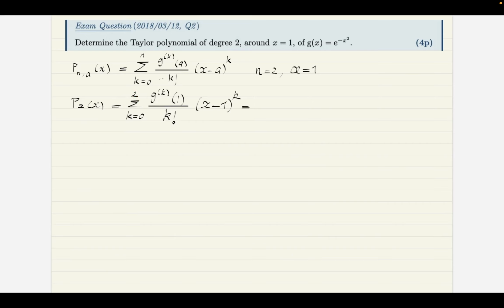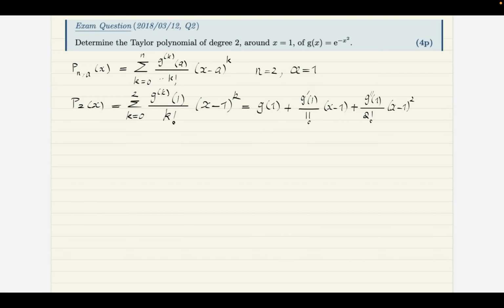So if I put 0 here, I get g of 1. If I put 1 instead of k, it becomes the first derivative of g at 1 divided by 1 factorial, and then I have x minus 1. And finally, if I replace k with 2, I will have g double prime of 1 divided by 2 factorial, and then I have x minus 1 to the power 2. So now my duty is to calculate these three numbers, and that's it.